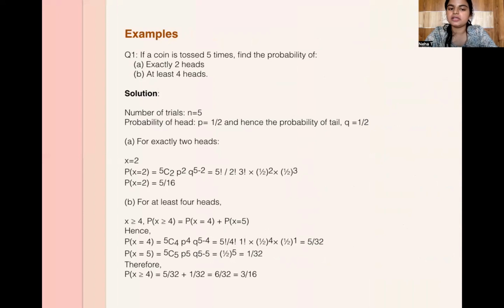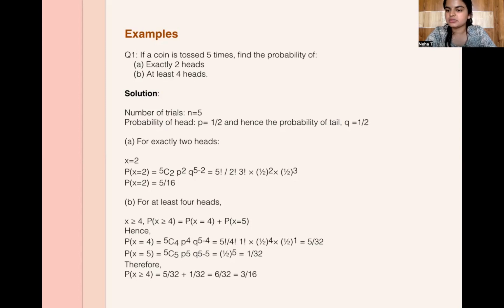So probability of head, if a coin is tossed: either we'll get a head or we'll get a tail. There are only 2 possible outcomes. So probability of head will be 1 by 2, and probability of tail is 1 by 2. We can even take it as 1 minus p, that is 1 minus 1 by 2, which is 1 by 2.